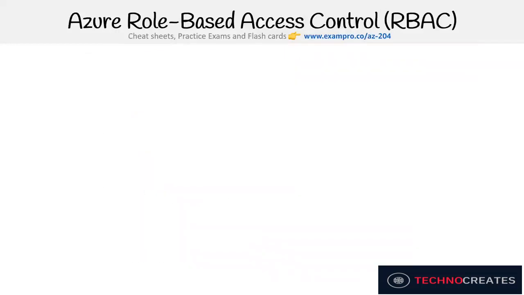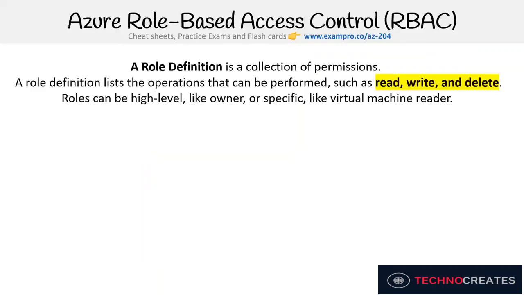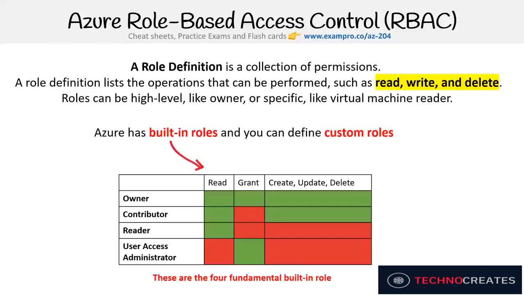And then the last element there is a role definition, and this is a collection of permissions. A role definition lists operations that can be performed, such as read, write, and delete. Roles can be high level, like owner, or specific, like a virtual machine reader. Azure has built-in roles, and we said there were four fundamental built-in roles, and here they are: owner, contributor, reader, and user access administrator. So you want to know those four.